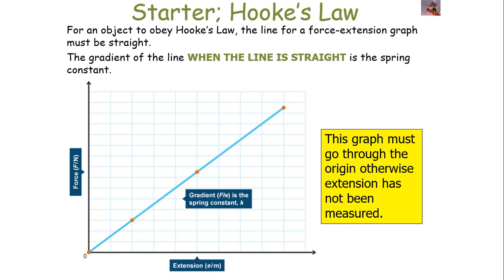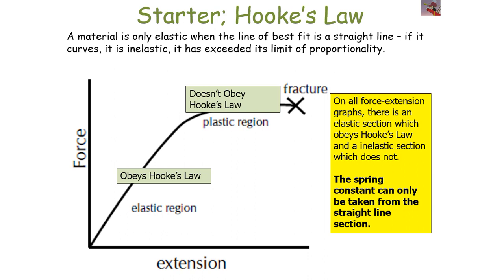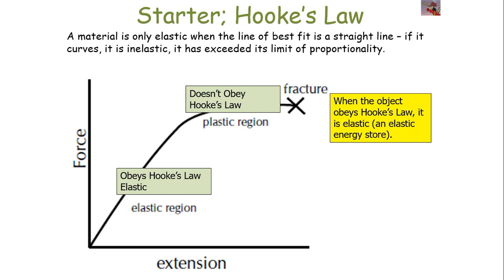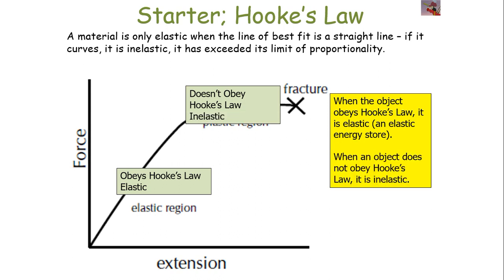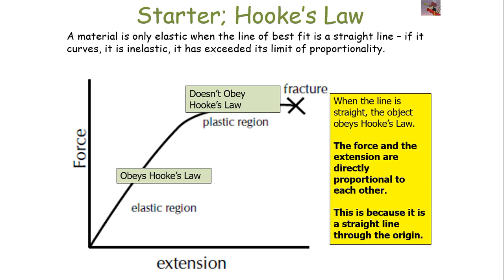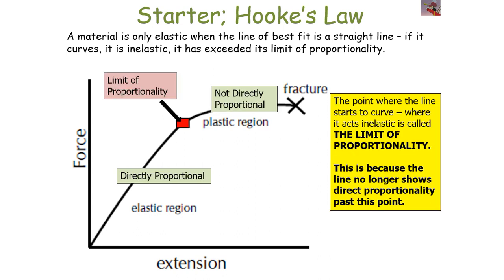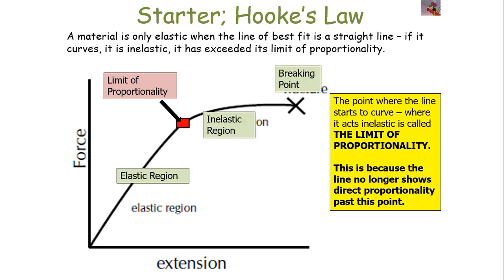Now, as we mentioned before, if it's obeying Hooke's law, it should be a straight line through the origin. However, if it starts to curve, it no longer obeys Hooke's law. So it's elastic when it obeys Hooke's law, it's inelastic when it doesn't obey Hooke's law, and it's directly proportional when it obeys Hooke's law because it's a straight line through the origin. Now, the point at which it is no longer directly proportional is when the line starts to curve. It's when it turns from elastic to inelastic. That is the limit of proportionality. And finally, the graph finishes at the breaking point, when the bonds between the atoms of the material sever and break.